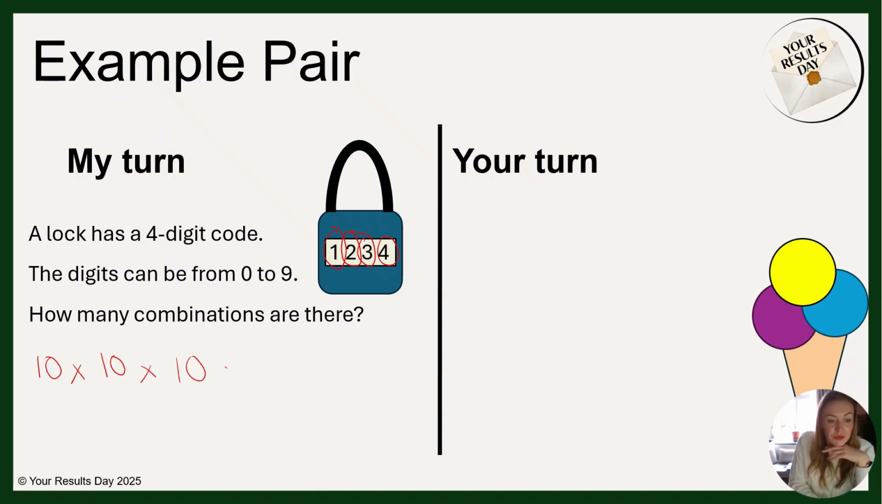And digit number 4, there are still 10 choices. So the product rule is a very simple method, but you do have to interpret the question and the scenario you've got in front of you in context as to whether you need to reduce these numbers each time or not. And in this case, it's not. 10 times 10 times 10 times 10 is 10,000. So any 4-digit combination lock will have 10,000 possible outcomes.